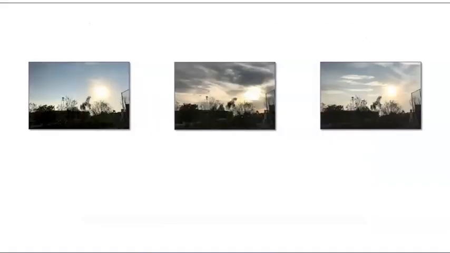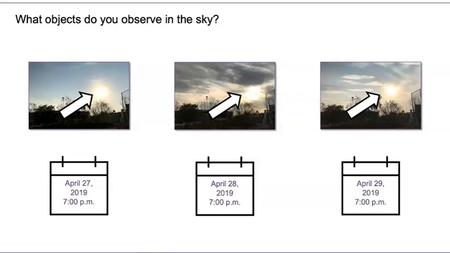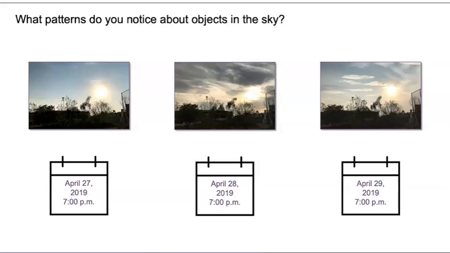Let's look at the sky for 3 days to see whether we can find any patterns. These photographs of the sky were taken at the same place at the same time for 3 days in a row. What objects do you observe in the sky? Do you notice the sun in each of the photographs? If so, well done. What else do you notice? I see different types and amounts of clouds. How interesting. What patterns do you notice about objects in the sky? One of your tasks after today's lesson will be to answer this question.